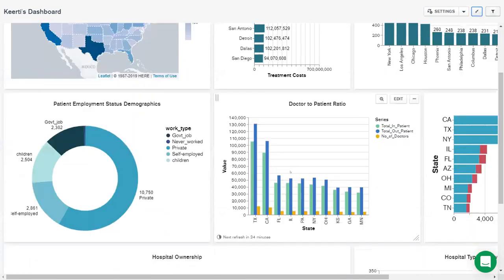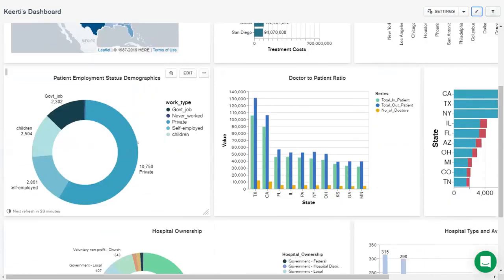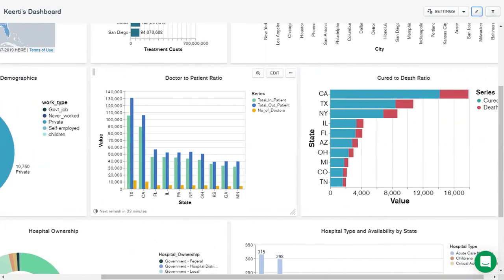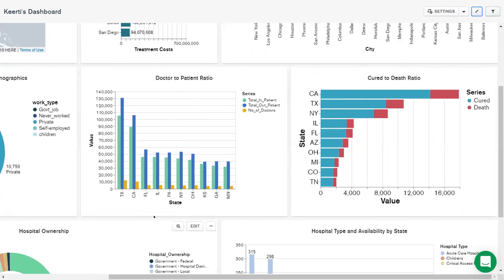Moving on to some of the patient demographics, we can see in the donut chart that most of the patients belong to the private sector. Moving on to the ratio between doctors and patients, there are around 1 lakh 30,000 outpatients and 1 lakh inpatients, and around 12,000 doctors, which is not really a bad ratio, except if we are in the middle of a pandemic. This stacked column chart shows us the cure to death ratio. California records the highest cure to death ratio, followed by Texas.